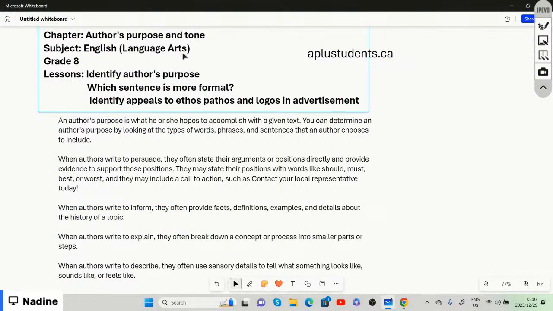So our chapter is author's purpose and tone. The subject is English language arts, grade 8. The lessons we're going to be focusing on under this chapter are to identify author's purpose, which sentence is more formal, and to identify appeals to ethos, pathos, as well as logos in advertisement.